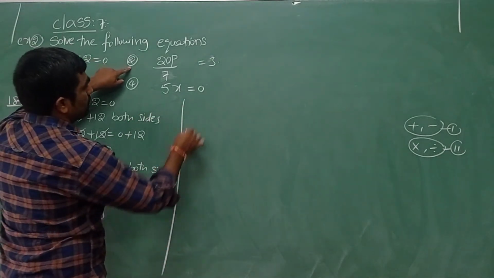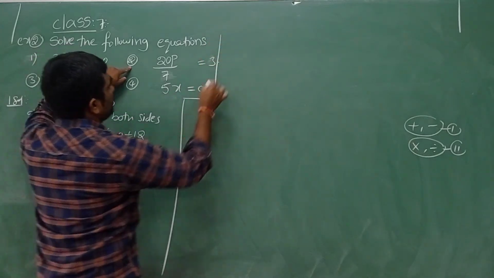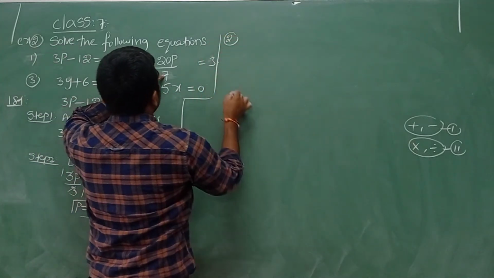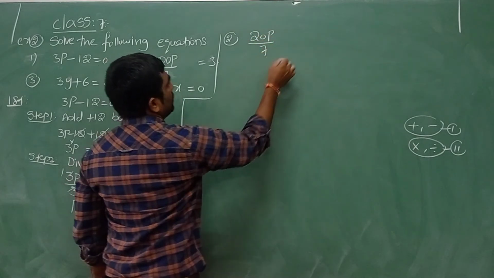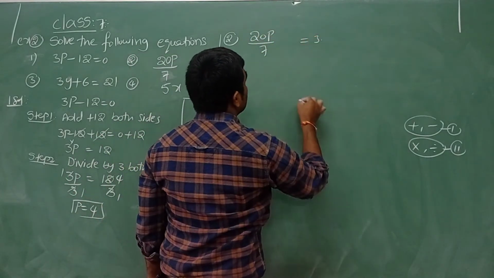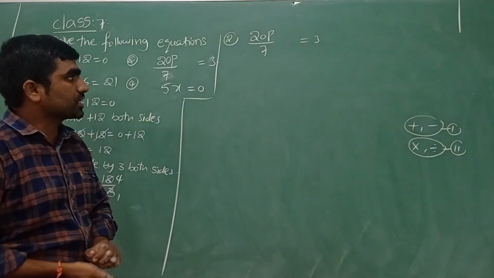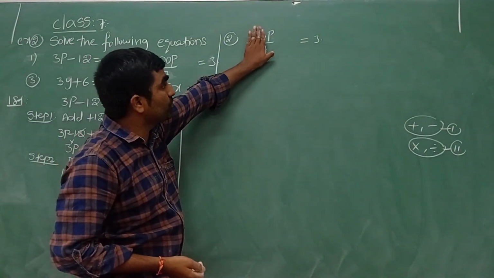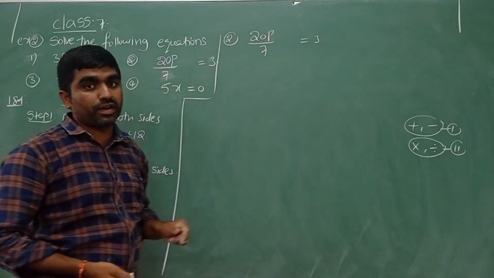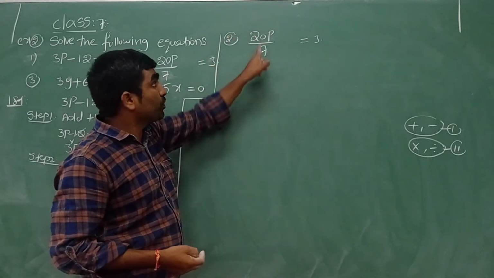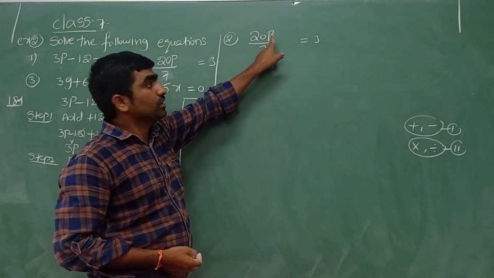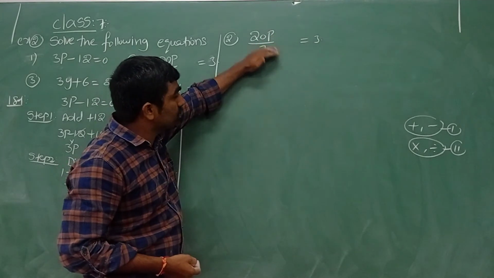What type of second example? Here the second example is 20p by 7 is equal to 3. So we have to make p separate. Extra, what we have is 7 and 20. Both we have to remove so that we can see p separate. Then you may get the doubt: sir, first can we remove 20 or 7? 20 is along with p, no, beta? So 7 is away from p. First we will remove 7.